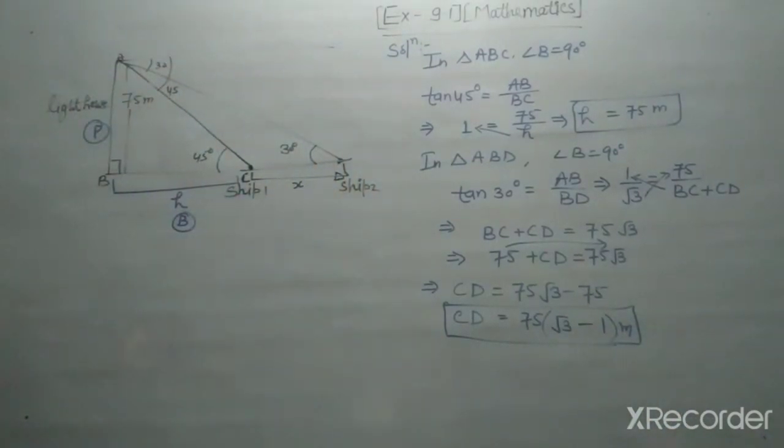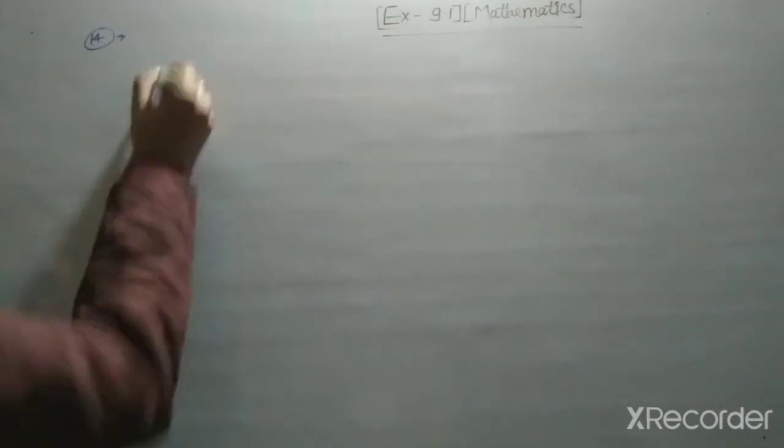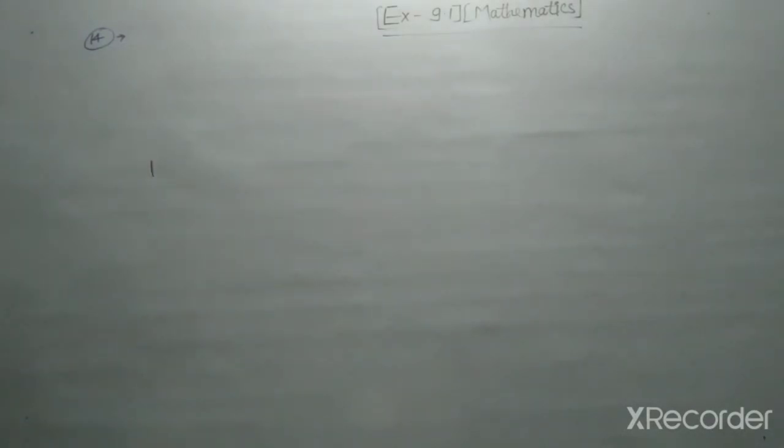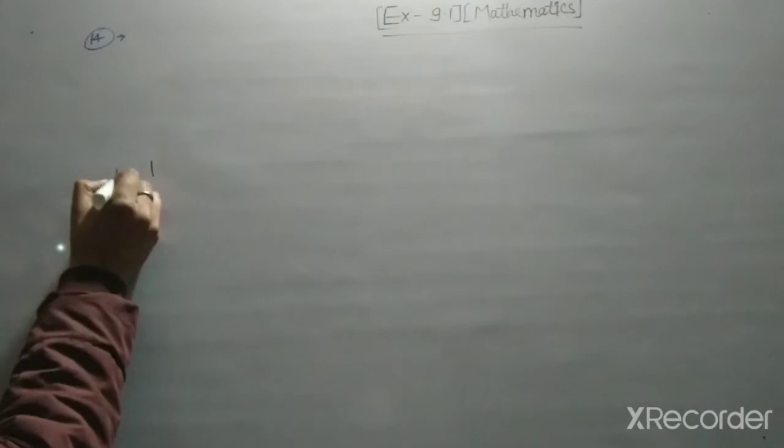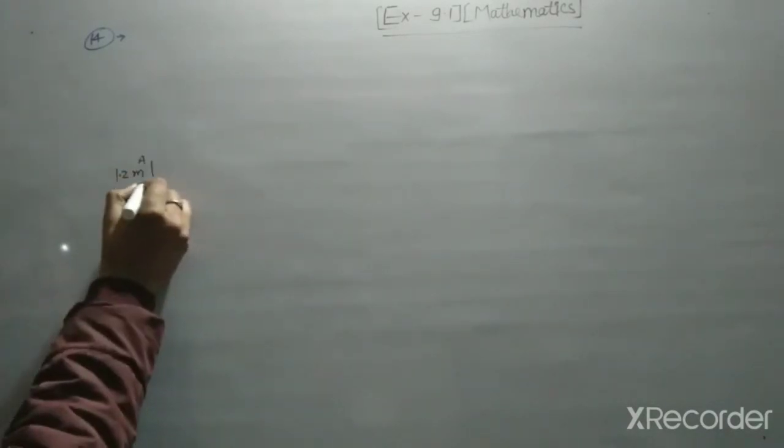Okay. So after this you have to write this question in your notebook, pause this video and go to the next question. So see the next question on your screen. Here, for question 14 you have to read the question in your book. So the question is, one girl is standing here and the girl's height is 1.2 meter. This is your girl, and the girl is AB.